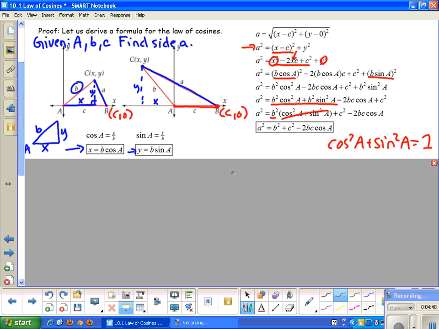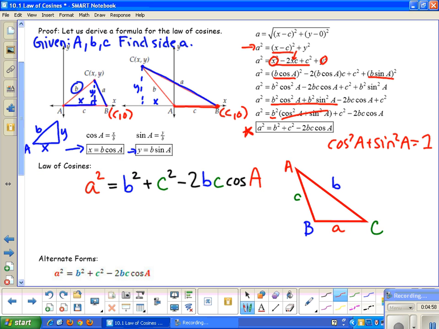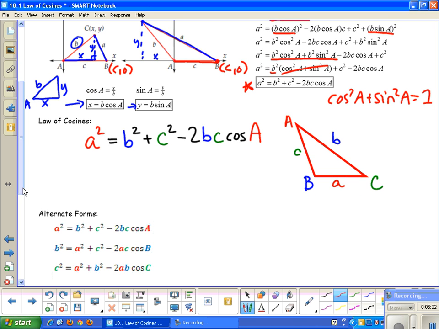So this right here is my law of cosines, and this helps me solve for the missing length of a triangle if it's not a right triangle. So let's go ahead and look at this in some more detail. Let's say we had this triangle right here, and we were given side C, side B, and angle A, and we wanted to solve for this side A right here.